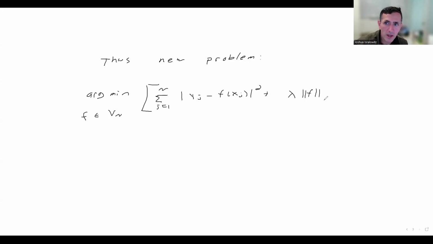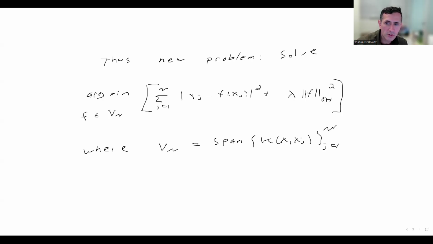I forgot to mention, but lambda will be positive. Right, squared here. I did good. Solve this. Again, this is just the span of these J functions.